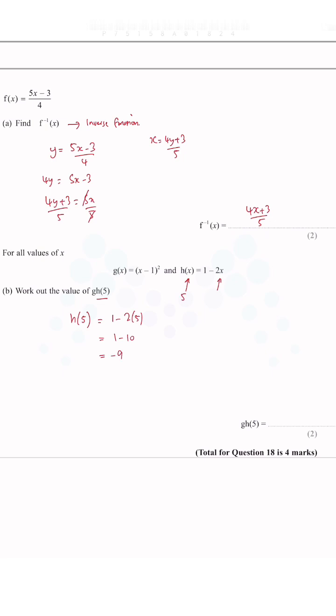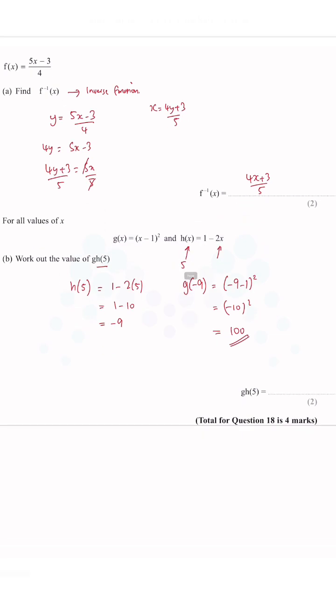And now this minus 9 is going to be replacing into the g function. So it's going to be g of minus 9. Wherever you see x, you replace it with minus 9. So it becomes (minus 9 minus 1) all squared, which is minus 10 squared. Minus 10 times minus 10 gives you 100. And there you have your answer, 100.